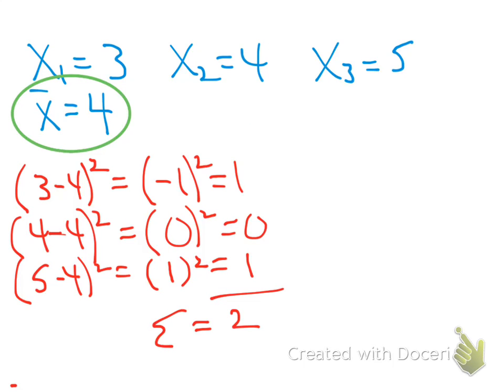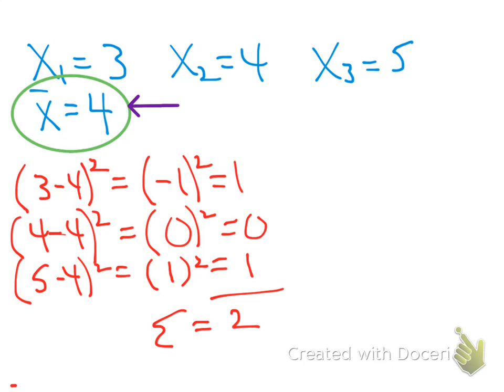Okay, so let's work through an example here. Say that I have a sample of three kids, and these are their ages. First one, x1, is 3 years old. Second one, x2, is 4 years old. And the third one, x3, is 5 years old. And here, I've calculated the mean for this group. 3 plus 4 plus 5 is 12. 12 divided by 3 is 4. So the sample mean is 4.